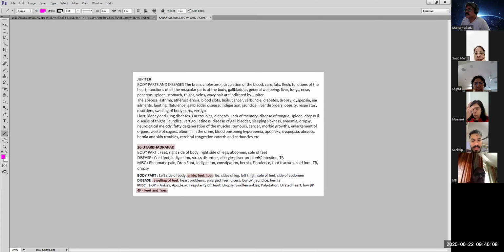Okay. Sole of the feet, you can see over here. If you see the body part here, ankle, feet, toe, can you see the disease it is causing? Swelling of the feet. If it is in the fourth pada, it's feet and toes. Fourth pada, feet and toes.